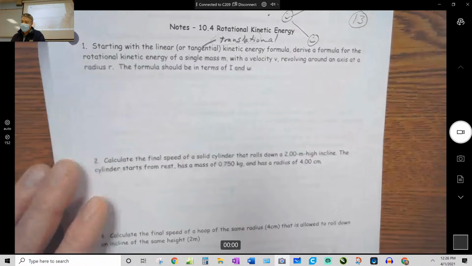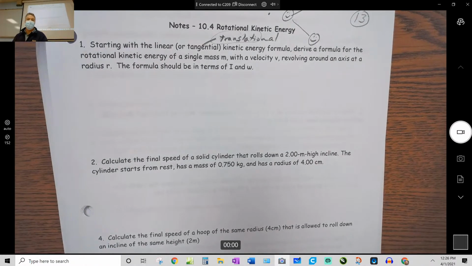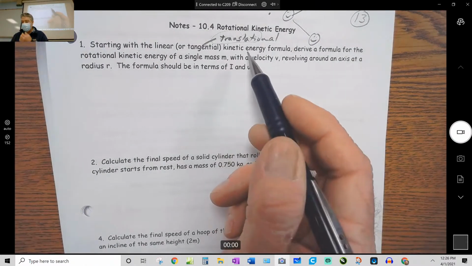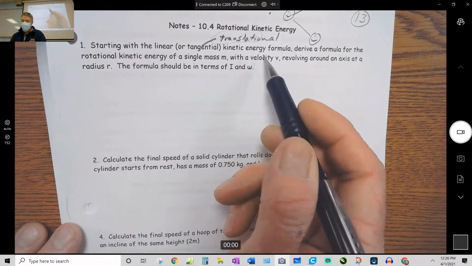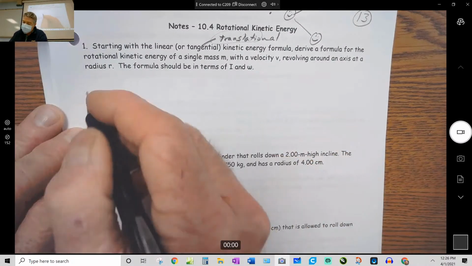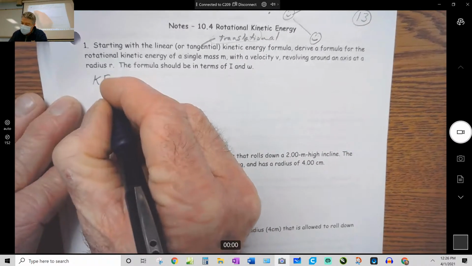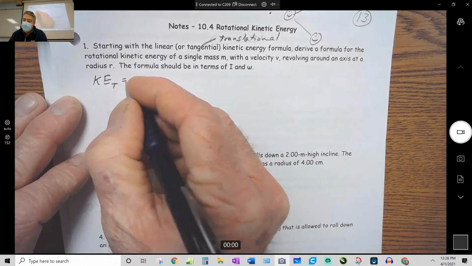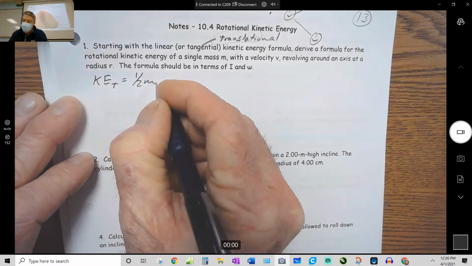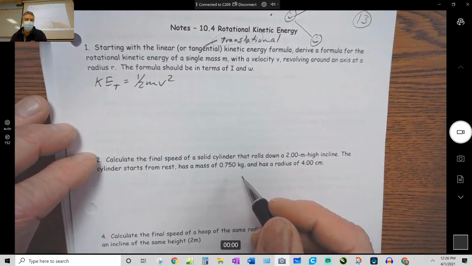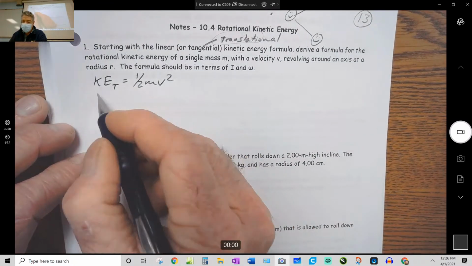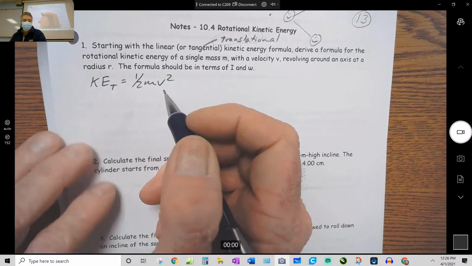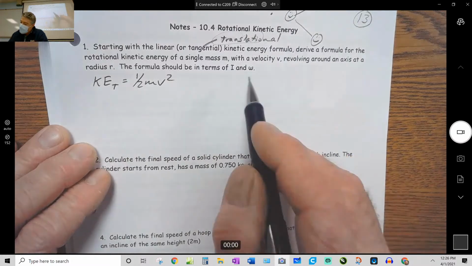Translational. And usually when I talk about linear kinetic energy now, I call it KE with a little T under it. So this is the kind of kinetic energy that we've been working with up until now. It's 1/2 mv squared. But now we're going to have a new one. We're going to have KER, which is rotational kinetic energy.